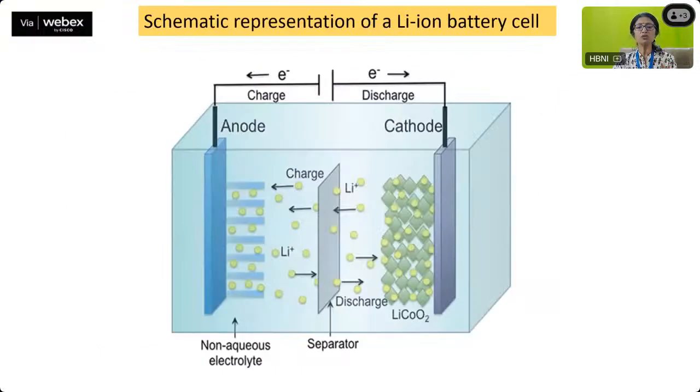Now if you look at the schematic representation of a lithium-ion battery cell, this is how you have it. The cathode is lithium cobalt oxide, and the anode is graphite. When you are charging it, you are moving the lithium from the lithium cobalt oxide above, and it is intercalating in between the graphite layers. Whereas when you are discharging, it is moving back from the graphite and coming into the lithium cobalt oxide cathode form. So this is how charging and discharging happens in a lithium-ion battery.